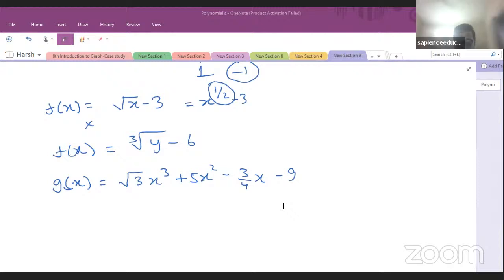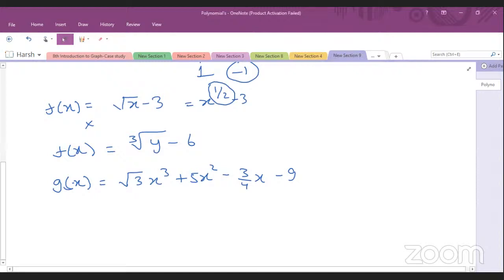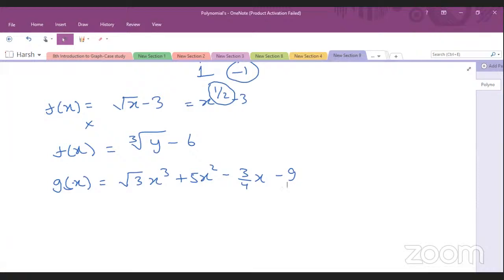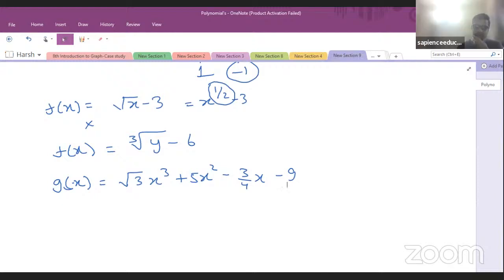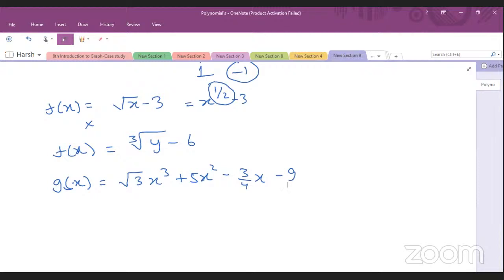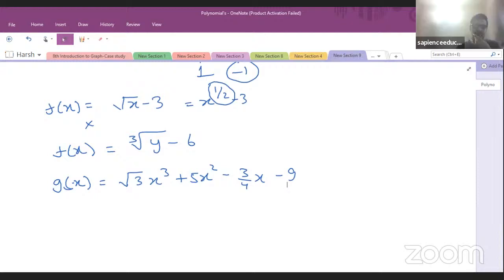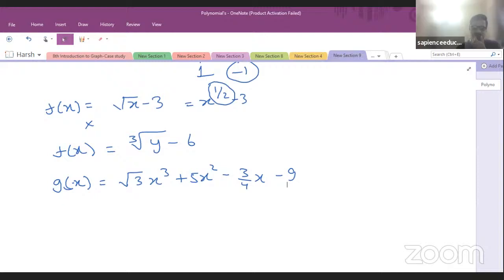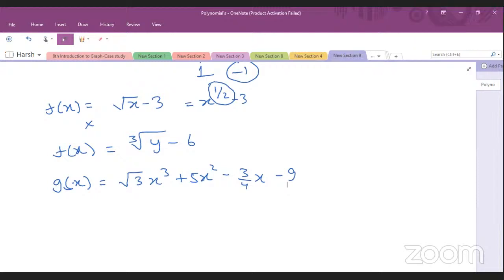So here, what is the coefficient? For 5x square, it is 5. For 3 by 4x, it is 3 by 4. And for under root 3x cube, it is under root 3. So are under root 3, 5 and 3 by 4 real numbers or not? Yes, sir, they are. So is it satisfying the condition? Yes, sir. What is the third condition? Sir, the power of a variable should be a non-negative number. Is it satisfying? Yes, sir. So why is it not a polynomial then? Sir, it is a polynomial.